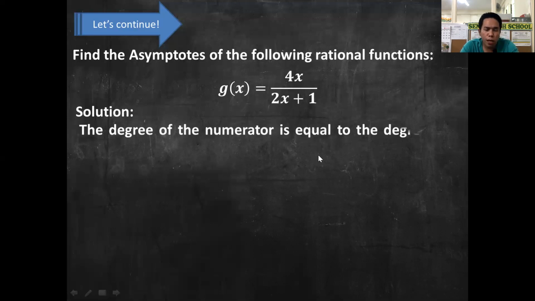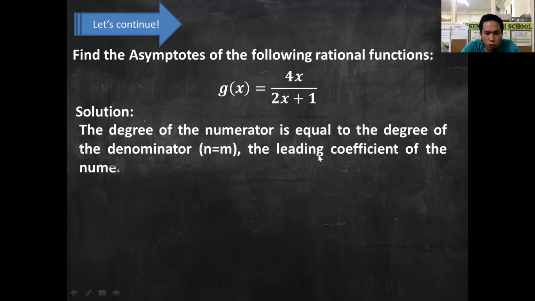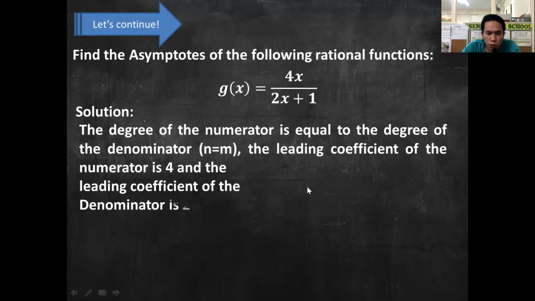So, the degree of the numerator is equal to the degree of the denominator, or our n is equal to m. The leading coefficient of the numerator is 4 and the leading coefficient of the denominator is 2. Kasi 4x, yung kanyang degree is 1, at yung 2x naman, degree is 1. So, therefore, equal sila. We're going to follow the condition number 2, n is equal to m. Kukunin natin yung kanyang leading numerical coefficient. That is 4 and 2.